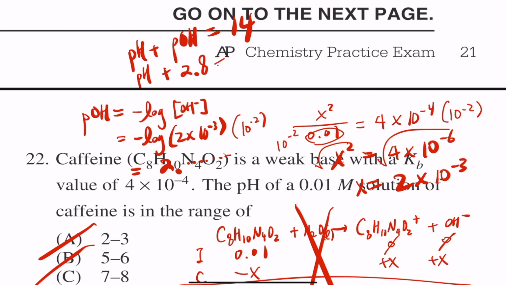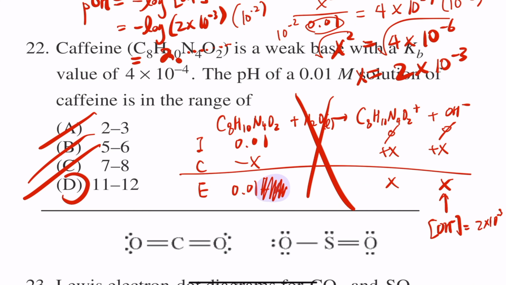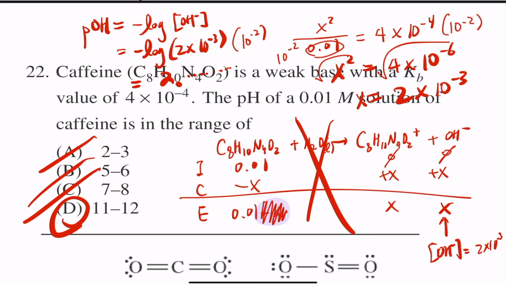Whatever this pH is, it's equal to 14. So if you subtract 2.8 on both sides, pH is going to be about 11.2 according to my calculation. Once again, it's not super exact, but something like 11 or something. And that basically confirms my answer. It's going to be choice D, anywhere from 11 to 12.